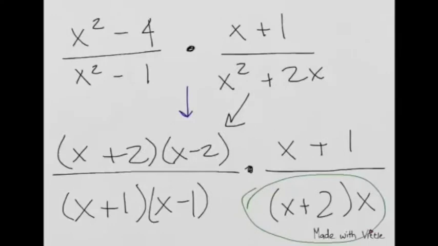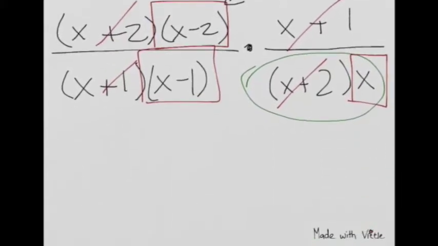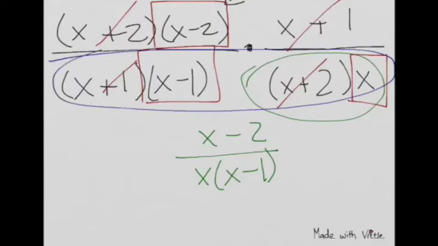Now we can get rid of like terms, which is x plus 2, x plus 1, and x plus 1. So now we have x minus 2, x minus 1, and x left over. So when we combine them, we know that our answer is x minus 2 over x times x minus 1, which means that our restrictions are positive 1 and -1 and -2.